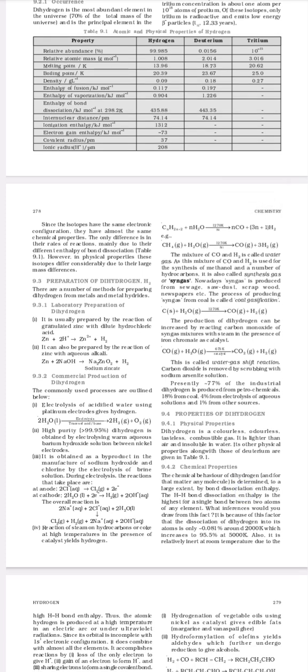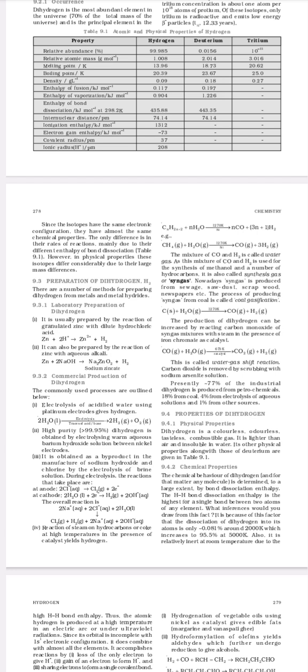So these properties are given of the hydrogen, like relative abundance, relative atomic mass, melting point, boiling point, density, enthalpy of fusion, enthalpy of vaporization, enthalpy of bond dissociation, internuclear distance, ionization enthalpy, electron gain enthalpy, covalent radius, and ionic radius. Since the isotopes have the same electronic configuration, they have almost the same chemical properties. The only difference is in their rates of reactions, mainly due to their different enthalpy of bond dissociation. However, in physical properties, these isotopes differ considerably due to their large mass differences.